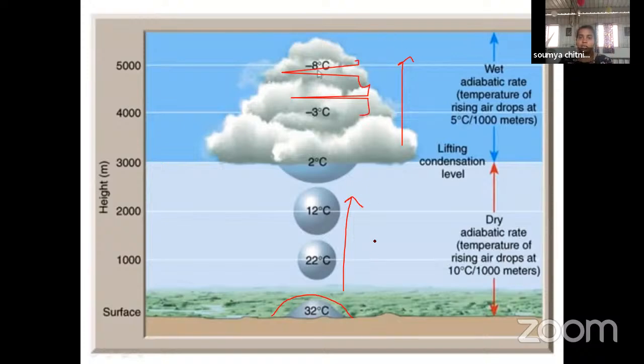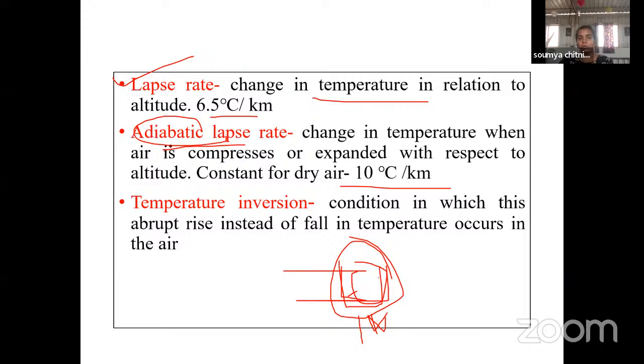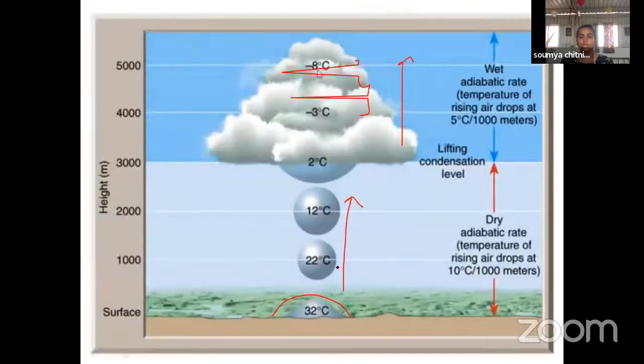So this is the difference we can find between the dry adiabatic and wet adiabatic. One more thing that is related is the temperature inversion. Here we usually say that as we move upward in the atmosphere, we find a decrease in temperature, but in some cases there is inversion, where there is an abrupt rise in temperature instead of a fall of temperature in the air. That we call a temperature inversion.